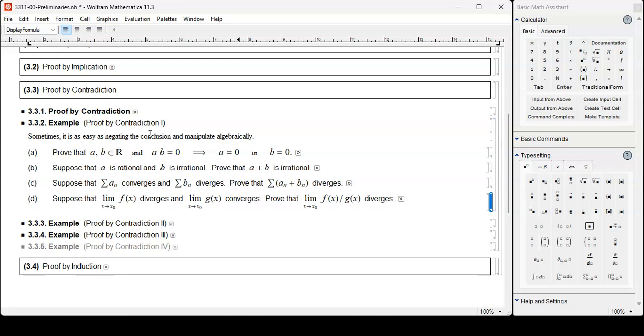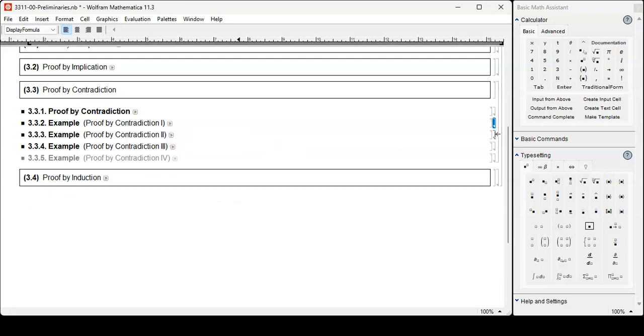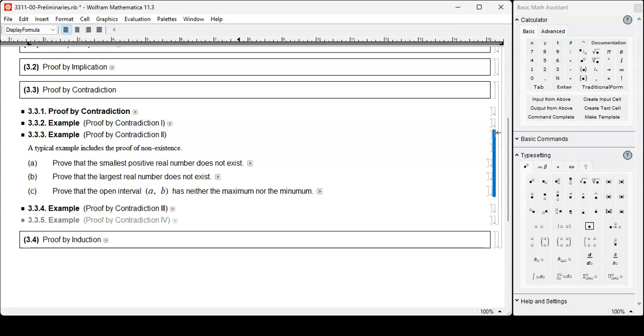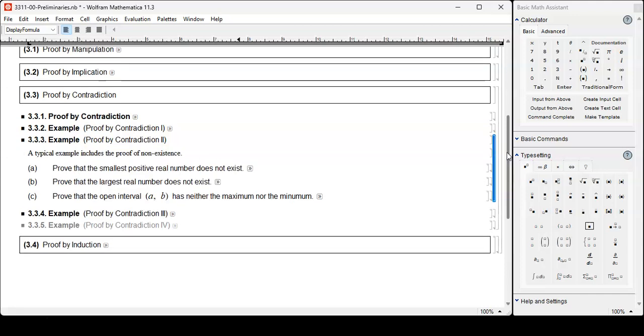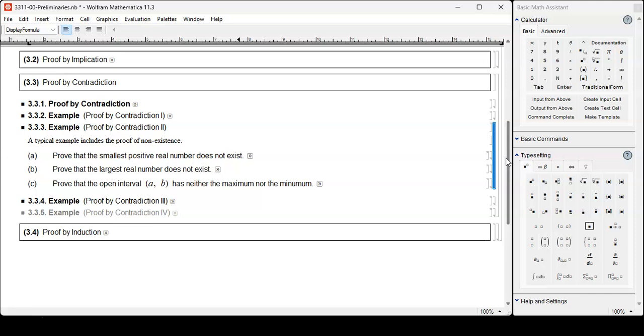Contradiction may come from one of the conditions, or it could be coming from some other known result, or even some axioms. In any case, find a contradiction. The use of proof by contradiction is very, very typical when you have to prove a non-existence. Suppose that it exists, name it somewhere, and then try to find a contradiction.